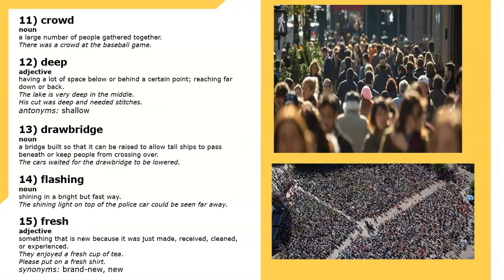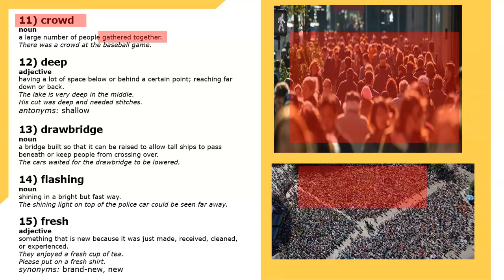It's crowd. Crowd. Crowd is a noun, and crowd means a large number of people gathered together. The people are all together in the same place. Then we can say there is a large crowd or there is a crowd. Like this sentence, there was a crowd at the baseball game.